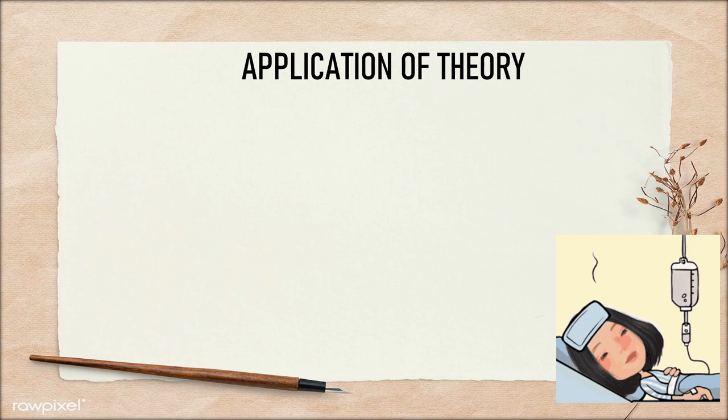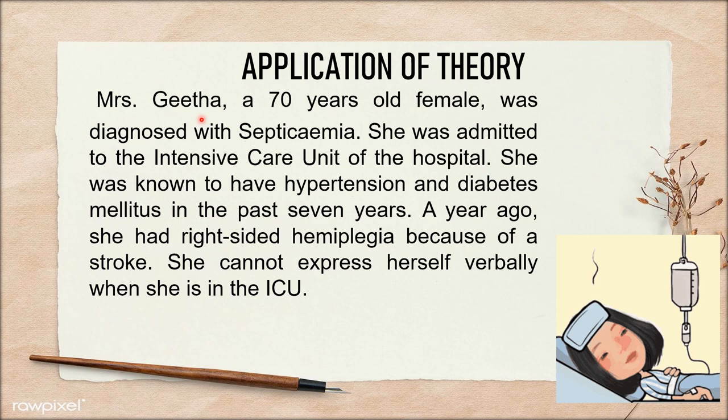So the application of theory was about Mrs. Keta, who is a 70-year-old female, diagnosed with septicemia, and she was admitted to the intensive care unit of the hospital. She was known to have hypertension and diabetes mellitus in the past 7 years. A year ago, she had right-sided hemiplegia because of stroke. She cannot express herself verbally when she is in the ICU.